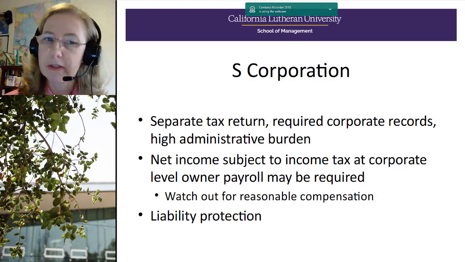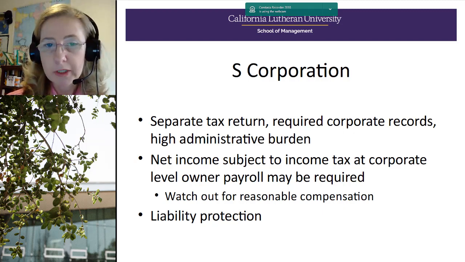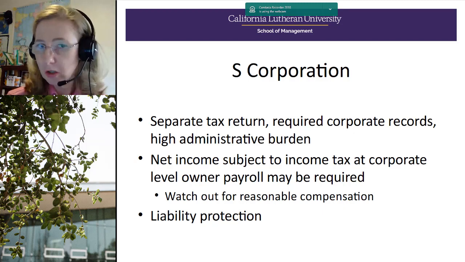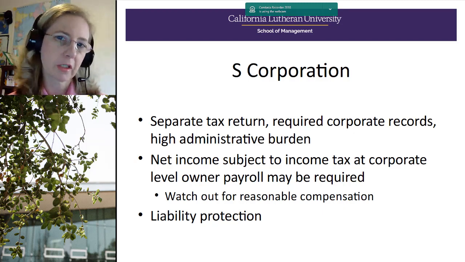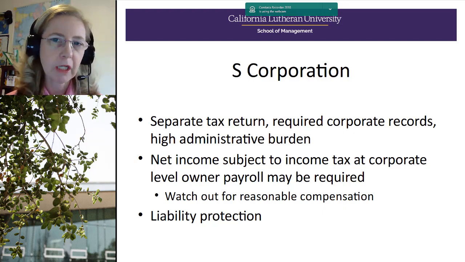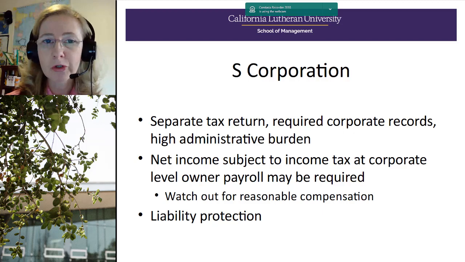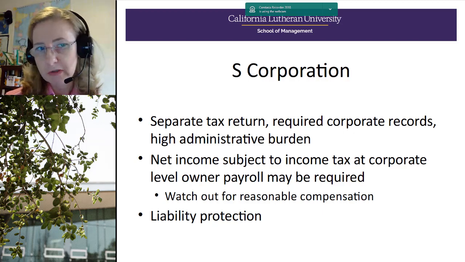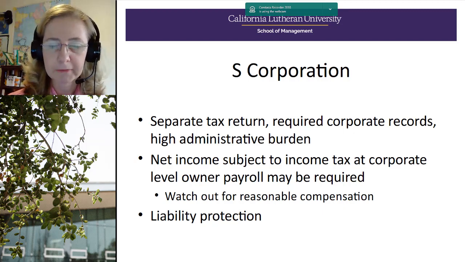Next, we'll talk about S corporations. S corporations also require a separate return. They require even more corporate records. They are a corporation, so in addition to those organizational documents that we talked about with the LLC and the partnership, there are requirements to have regular meetings of owners and minutes of those meetings. There's a stock book that needs to be maintained. So the administrative burden is pretty high.